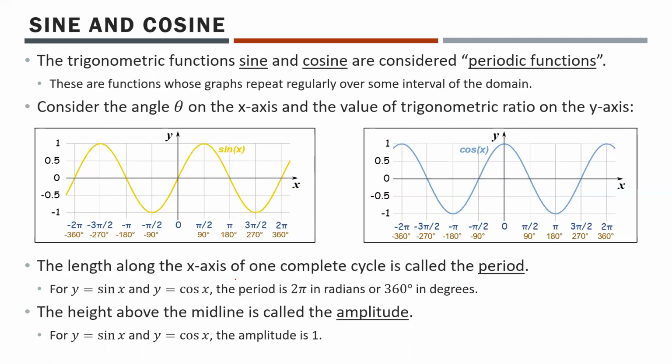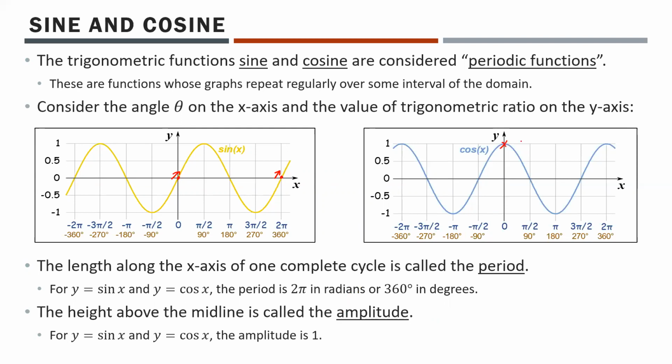Now, the length along the x-axis of one complete cycle is called the period. For one complete cycle, you can use a bunch of different points to denote that. You could use the midpoint going up to the next time you have a midpoint going up, and notice that distance is 2 pi, or 360 degrees if you're using degrees. Usually we're going to be using radians here, but degrees come around every now and then.